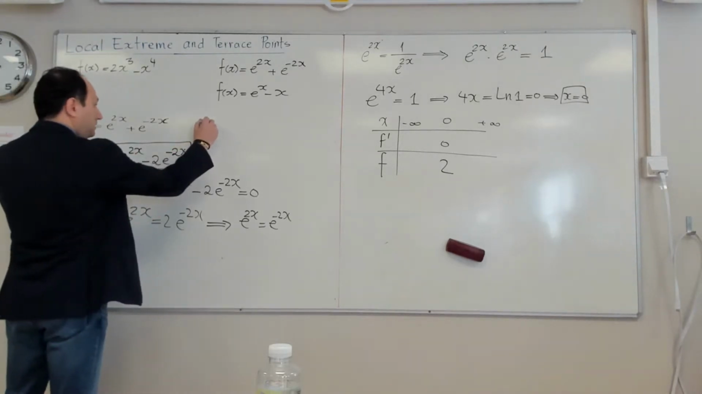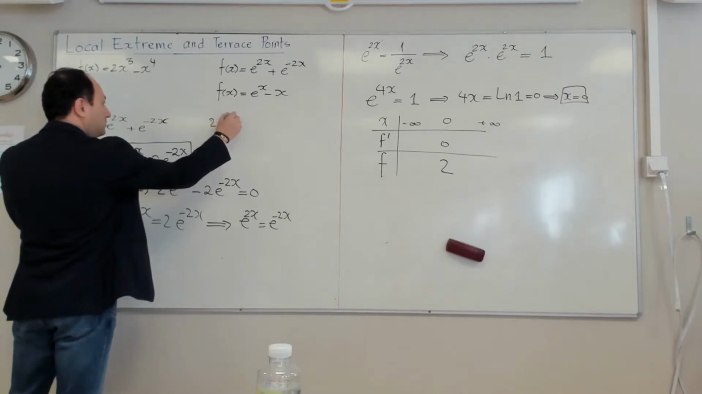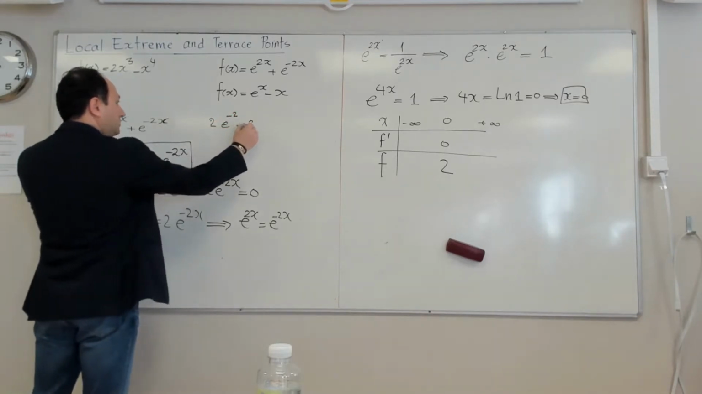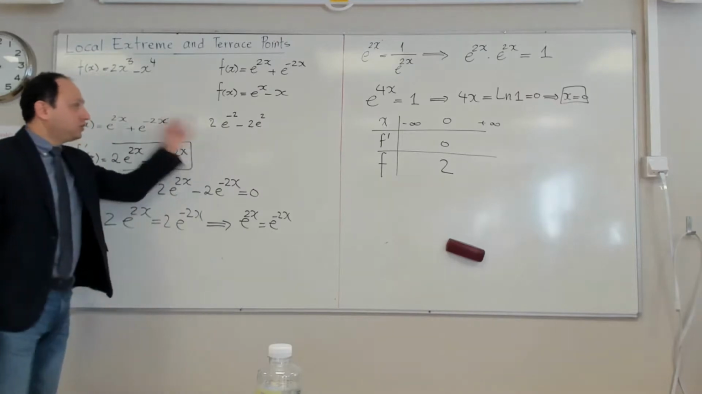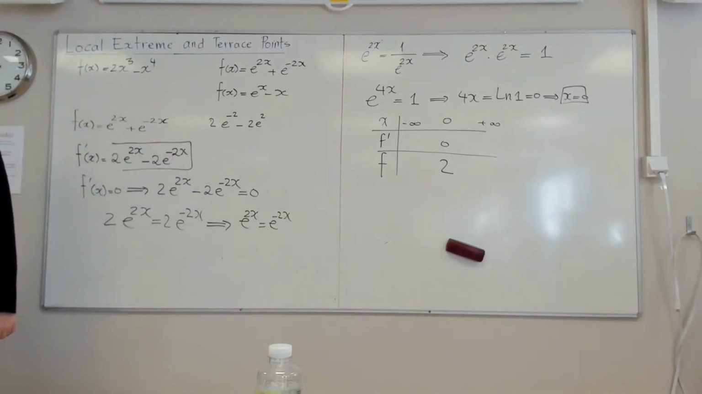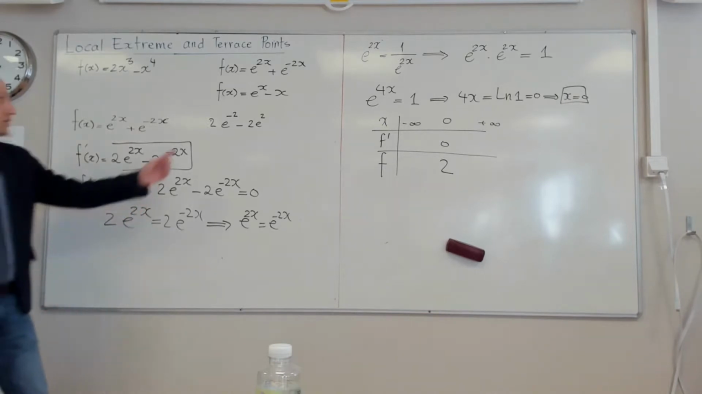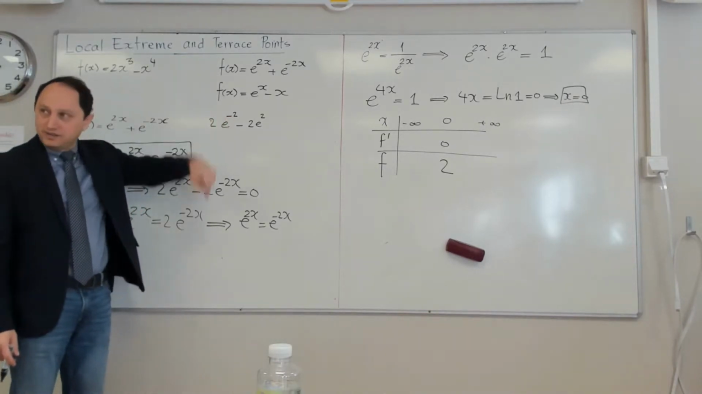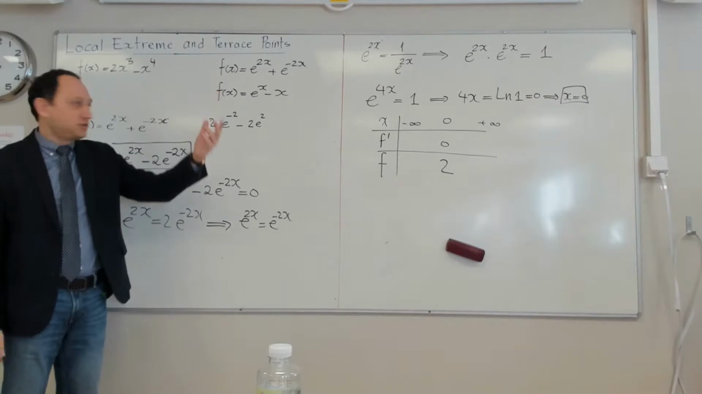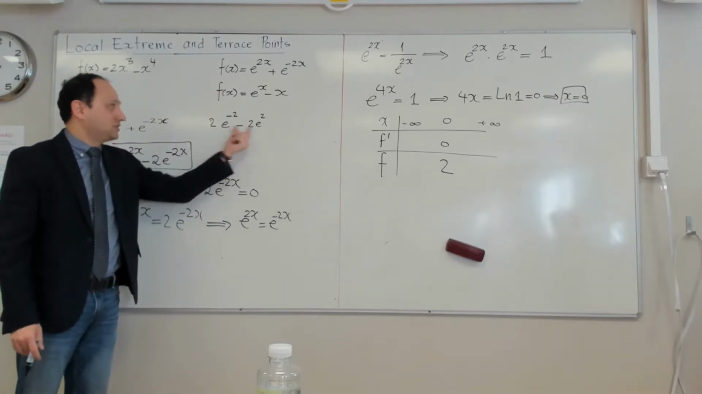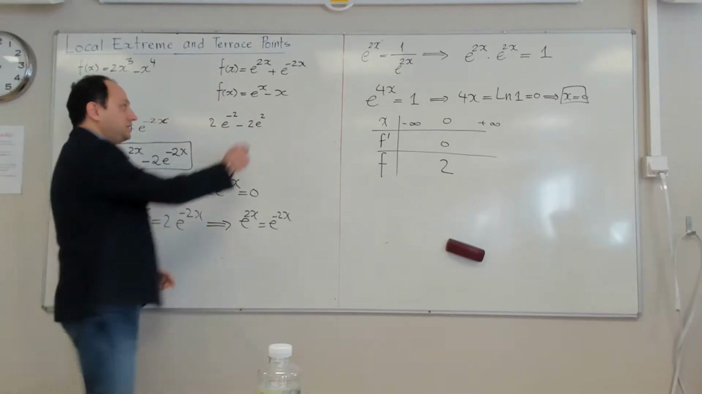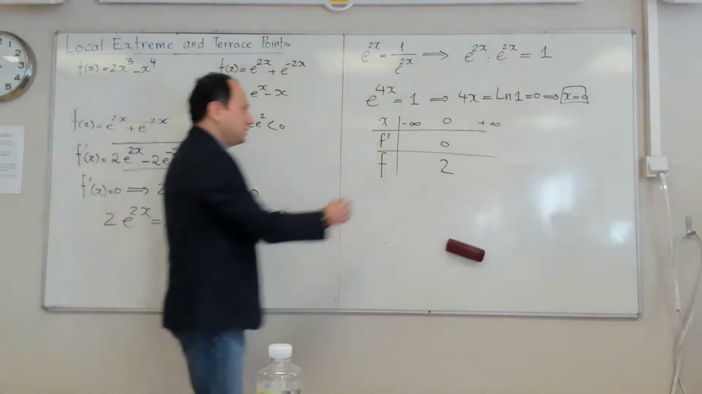This becomes 2 e to power minus 2. Then this becomes minus 2 e to power positive 2. You don't need to calculate. Is it positive or negative? Negative. Why? Because e to power minus 2 is 1 divided by e to power 2. So definitely this number is smaller than that number, yes? So this is negative, and that is enough for me.